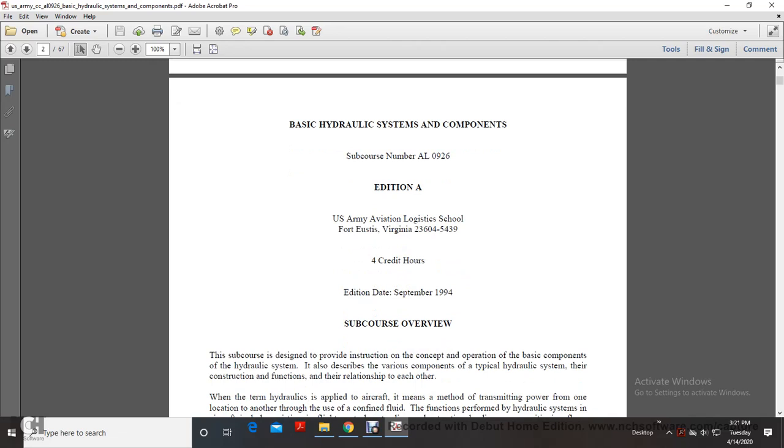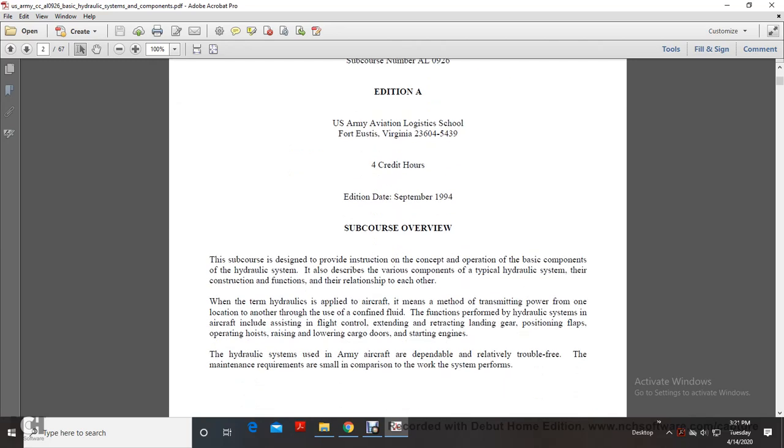Date: September 1994. This subcourse is designed to provide instruction on the concept and operation of the basic components of the hydraulic system, and also to describe the various components of the typical hydraulic system, their construction, functions, and their relationships to each other. While the term hydraulic is applied to aircraft, it means the method of transmitting power from one location to another through a confined fluid.